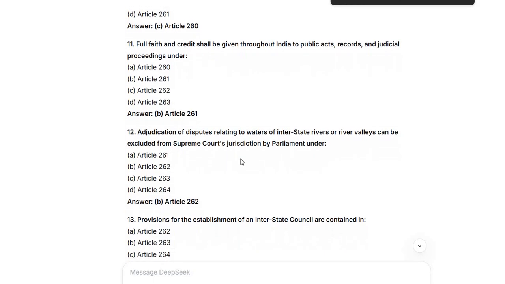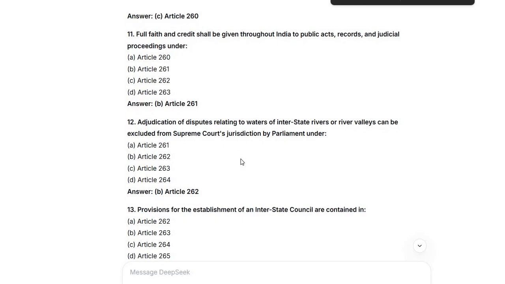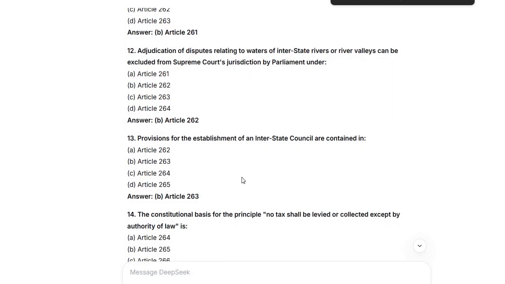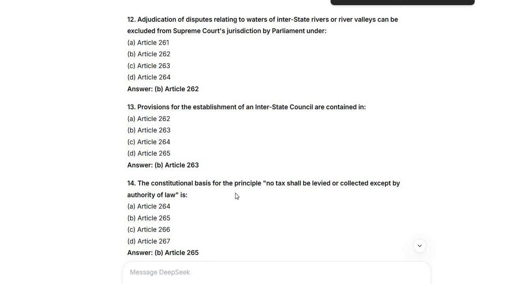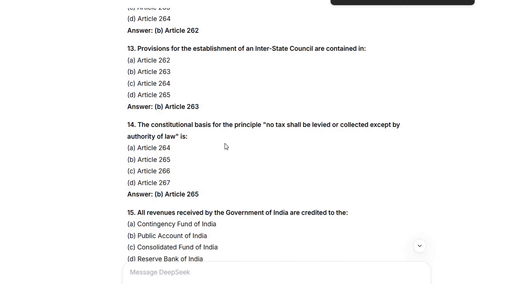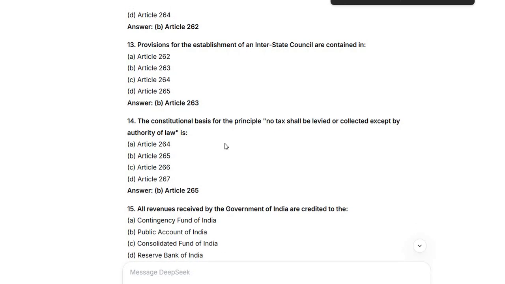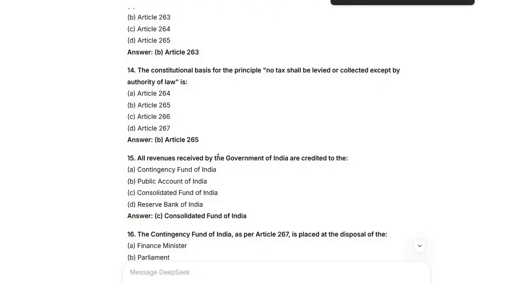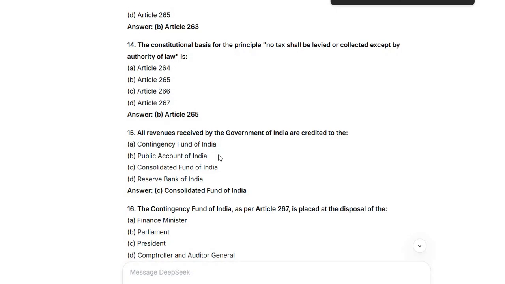Provisions for the establishment of an interstate council are contained in, answer, Article 263. The constitutional basis for the principle no tax shall be levied or collected except by authority of law is, answer, Article 265. 15. All revenues received by the Government of India are credited to the Consolidated Fund of India. 16. The Contingency Fund of India, as per Article 267, is placed at the disposal of the President.